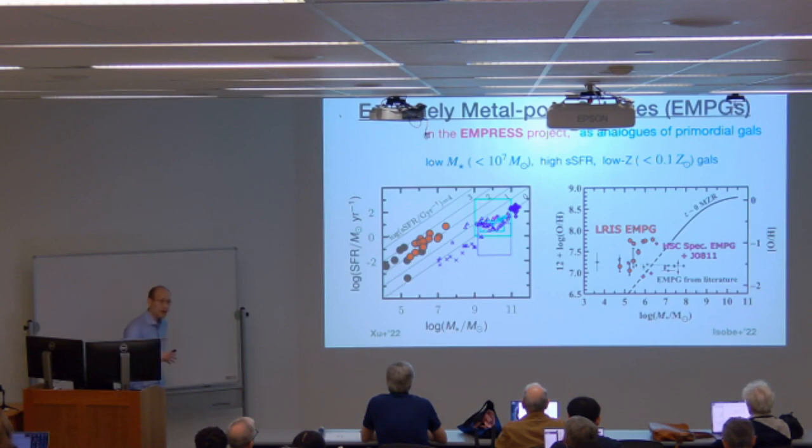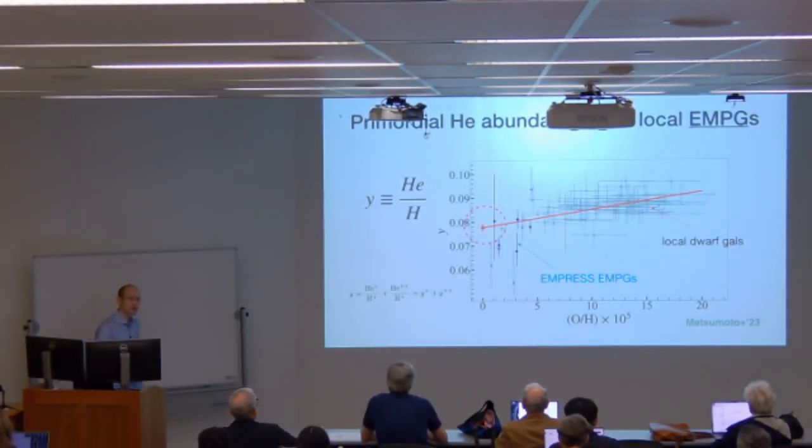You can also turn your eyes to the local dwarf galaxies, trying to look at these as analogs of the primordial galaxy. And that's what this EMPRESS project is doing, searching for low stellar mass galaxies, less than 10^7 solar mass, with elevated specific star formation rate here on the bottom, and slightly lower metallicity, below 1/10 solar metallicity, as shown here. We have a handful of already very good spectra.